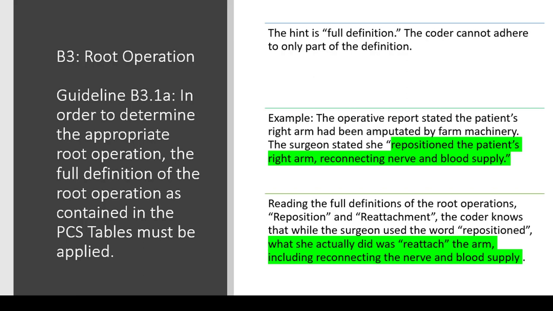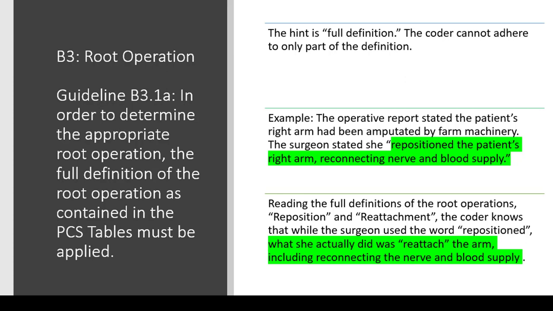Guideline B3.1a says, in order to determine the appropriate root operation, the full definition as contained in the tables must be applied. We say that because it's pretty easy to take a piece of this root operation and a piece of that root operation that you think describes what's going on. You can't do that. You have to take the root operation's full definition in order to assign your root operation. So let's give us some examples here.